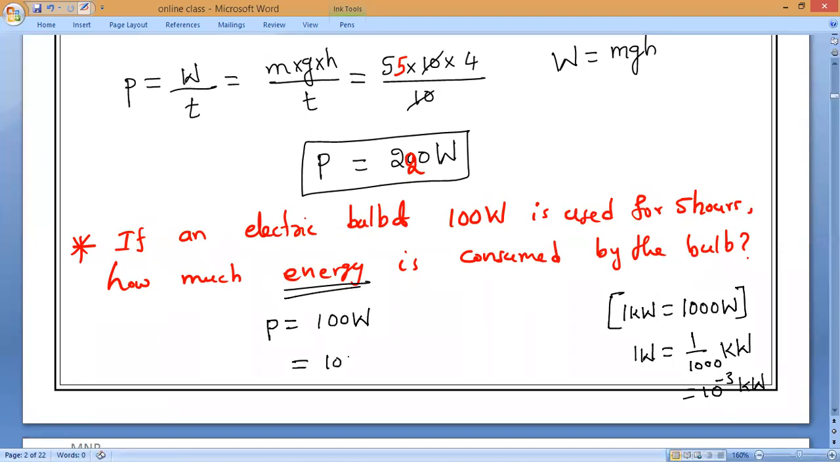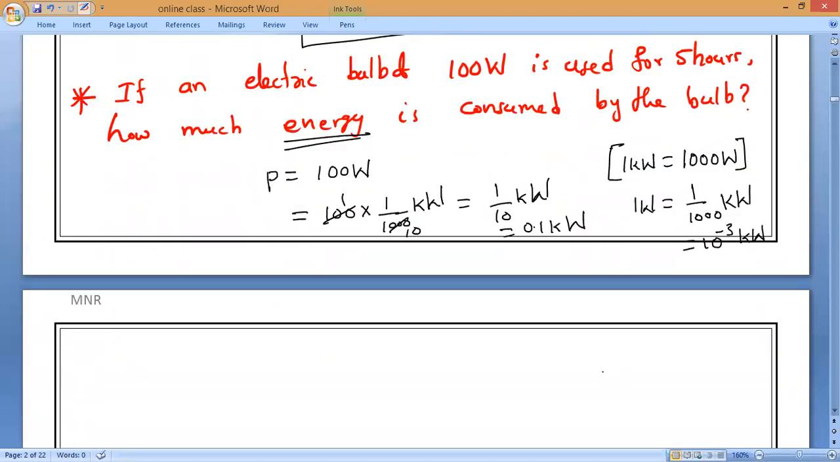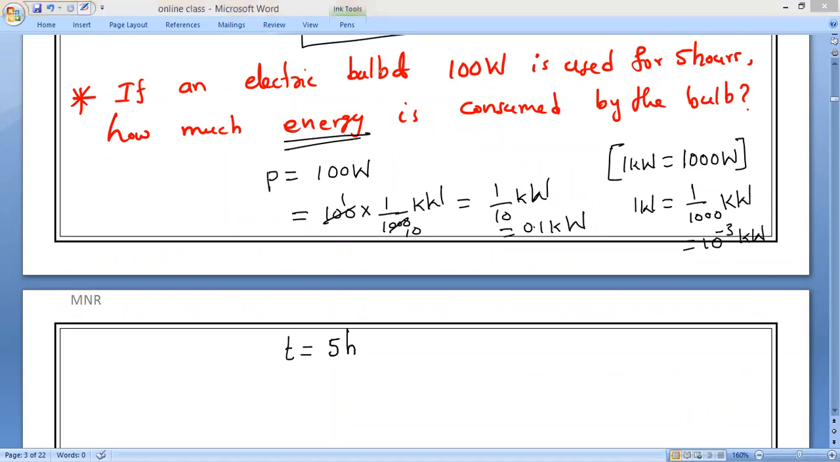So, which is equals to 100 into 1 by 1000 kilowatt. Which is equals to 1 by 10 kilowatts, which is equals to 0.1 kilowatt. Is it right or not? Small k, capital W. Please remember, small k, capital W. Now, what is the time given? 5 hours. Yes or no?